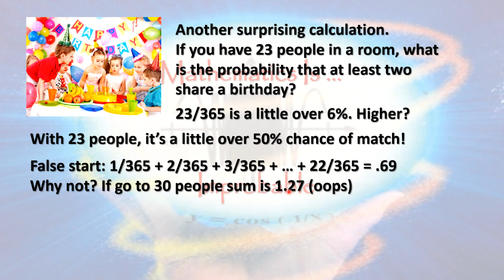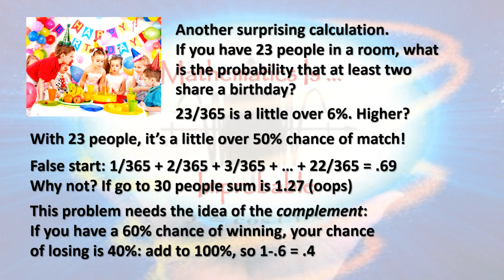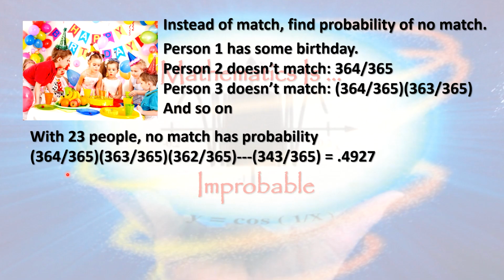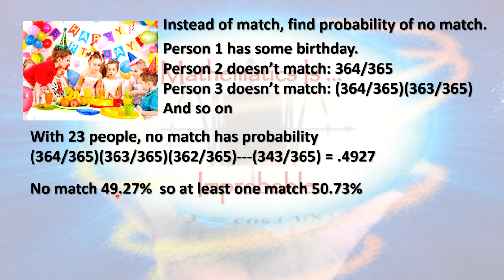Instead, let's look at the probability that the birthdays don't match. The second one doesn't match with probability 364 out of 365. The first three don't match with probability 364 over 365 times 363 over 365, and so on. The probability that none of the 23 people match is 364 over 365 times 363 over 365, and so on, stopping at 343 out of 365, which computes to about 0.4927. If there's a 49% chance of not having a match, then there's a 51% chance of having a match.